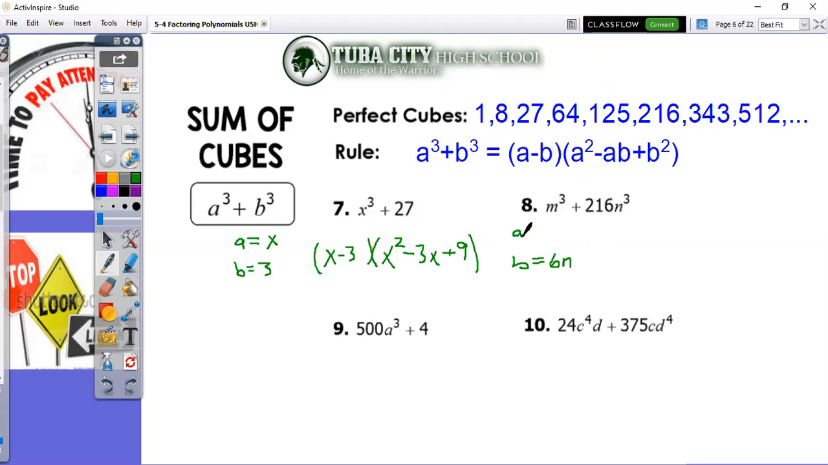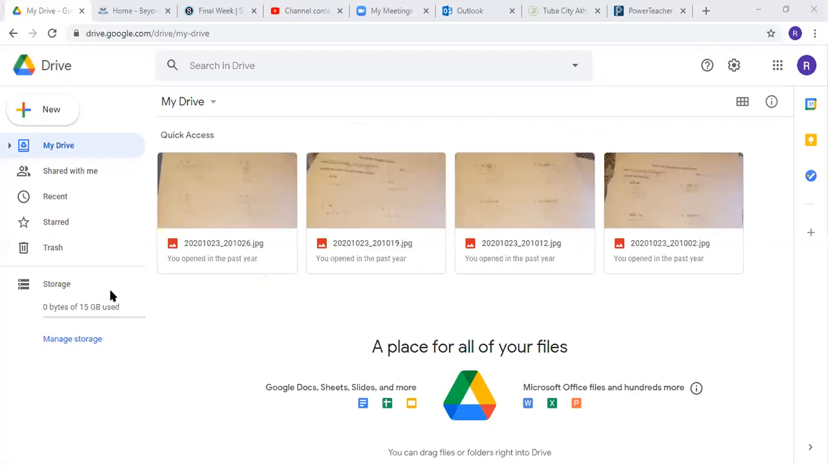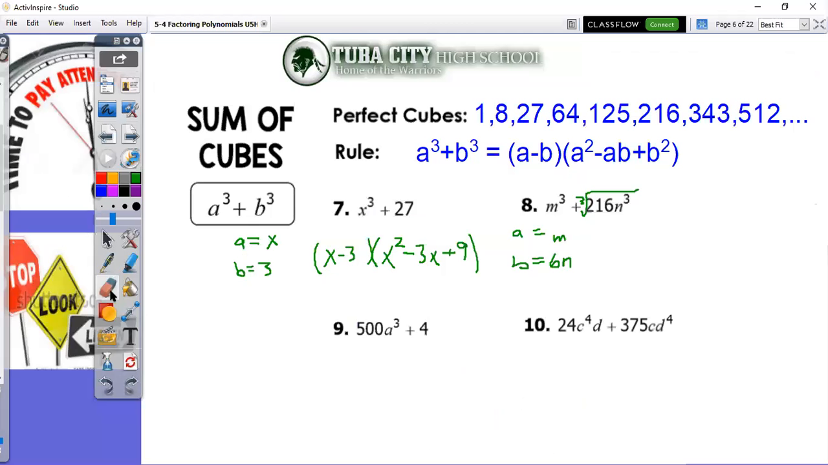So the A value is m. Again, take the cube root of m to the 3, you get m. The cube root would look something like this. If you need a calculator, you could probably put something like that in there. In fact, let me go ahead and see if I have a calculator that I could use in case you need it. You need to know what the cube root looks like.